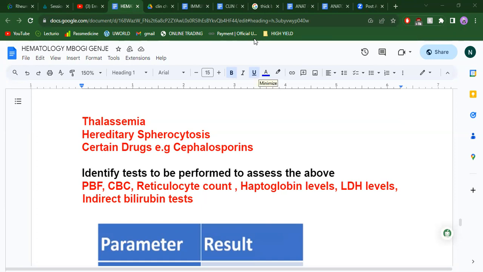In what instances can you have both intravascular and extravascular hemolysis? For extravascular, the first thing I'm thinking of is splenomegaly with active hypersplenism. For intravascular, assume you have G6PD deficiency and at the same time hypersplenism. Don't worry about how the haptoglobin levels will be, but at least you've understood the concept of haptoglobin.